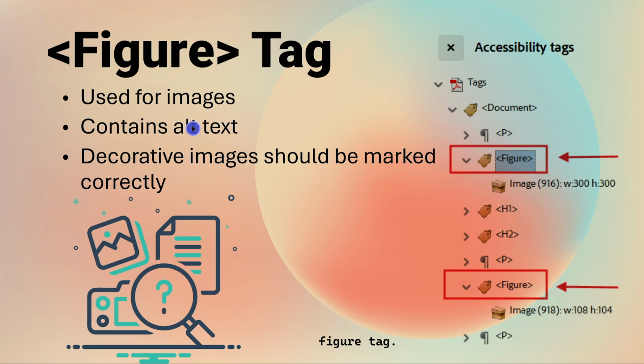Another important tag is the figure tag. Figure tags are used for images, pie charts, graphs, or any non-text content. It must contain alternative text. You have to provide alternative text if there is a figure tag. Decorative images should be marked as artifacts. For example, you can right-click on that figure tag, go to properties, and put your alternative text for that figure tag. And the figure tag should be a root-level tag, not under any other tag, and that helps the screen reader understand what that image or figure is about.